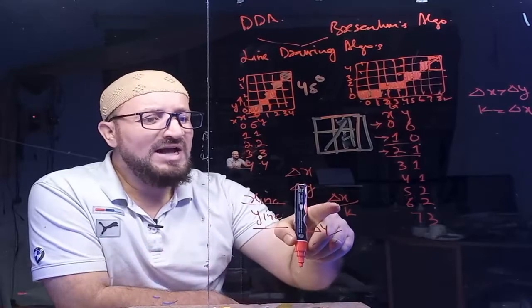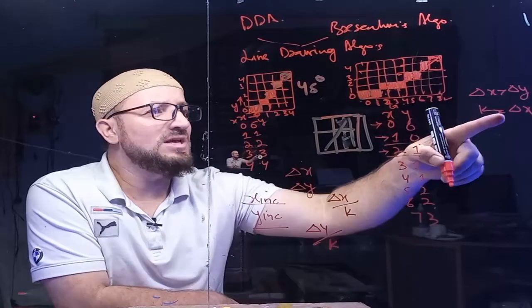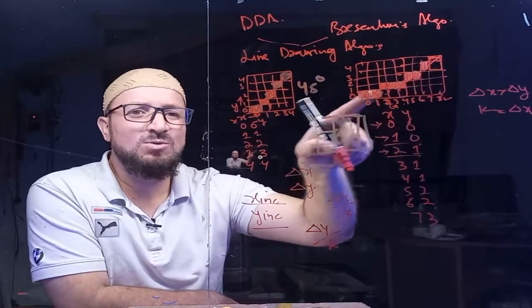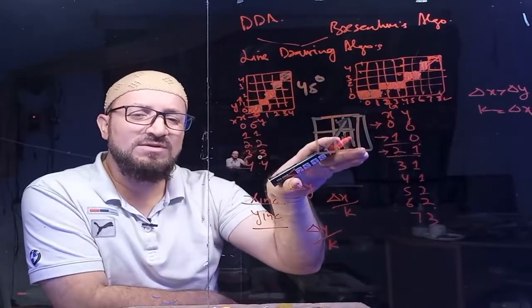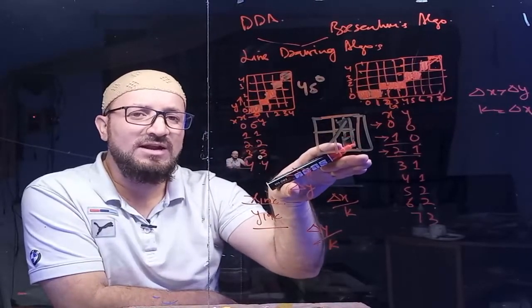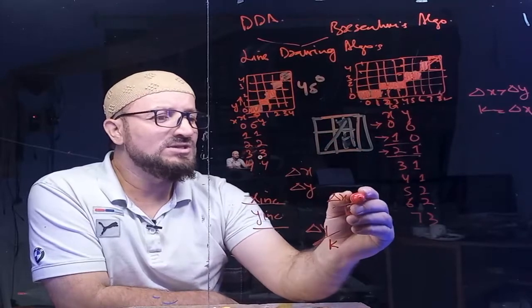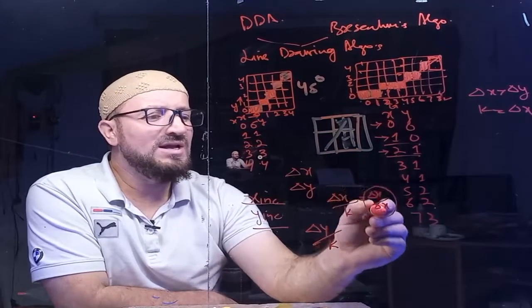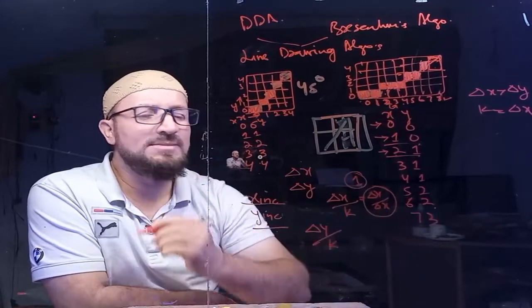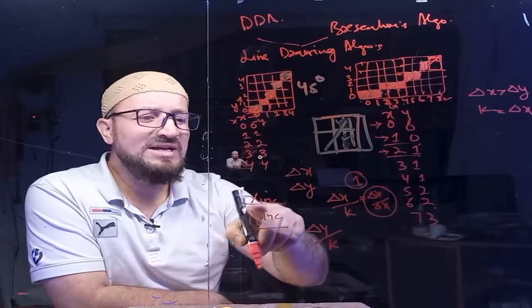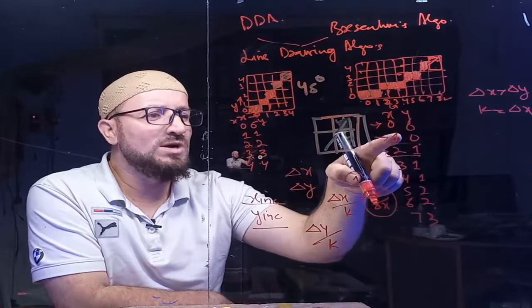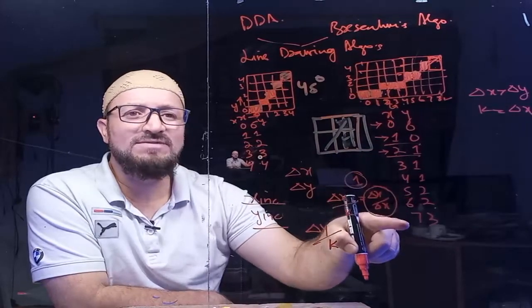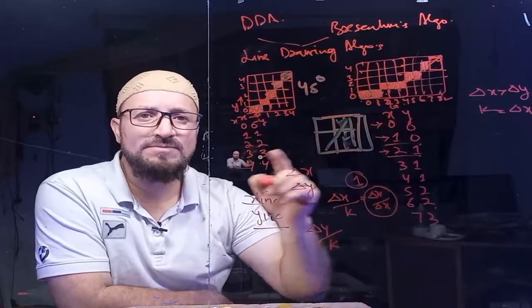Okay. Now delta x divided by k, where k is equal to delta x in this case when you are moving at less than 45 degrees. We had discussed that. In that scenario, it is actually delta x divided by delta x. That means you are incrementing by 1 all the time. So all the time x increment is 1: 0, 1, 2, 3, 4, 5, 6, 7. It's all the time incrementing by 1.